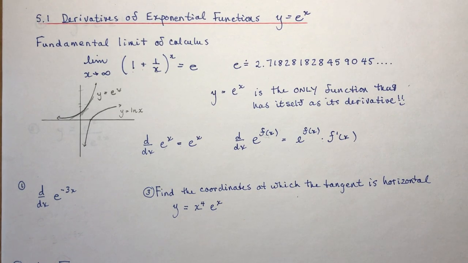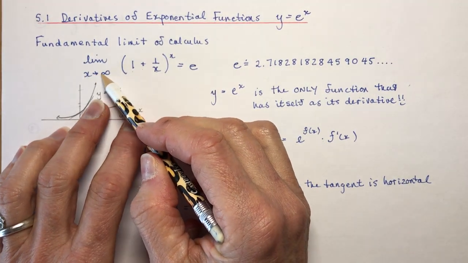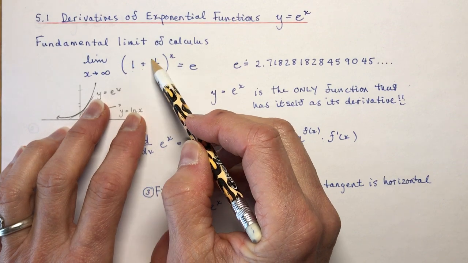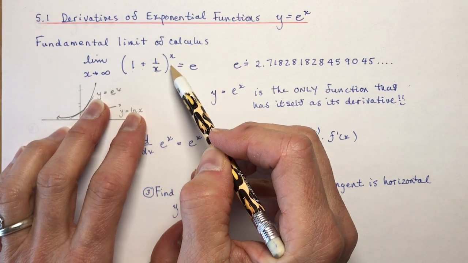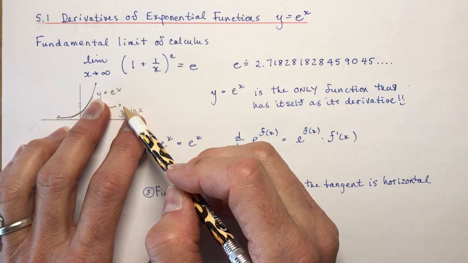5.1 is derivatives of exponential functions, and in particular we're going to look at y equals e to the power of x. So one of the fundamental limits of calculus is this wonderful limit here that says that as x approaches infinity, 1 plus 1 over x to the power of x approaches a very special number called e.